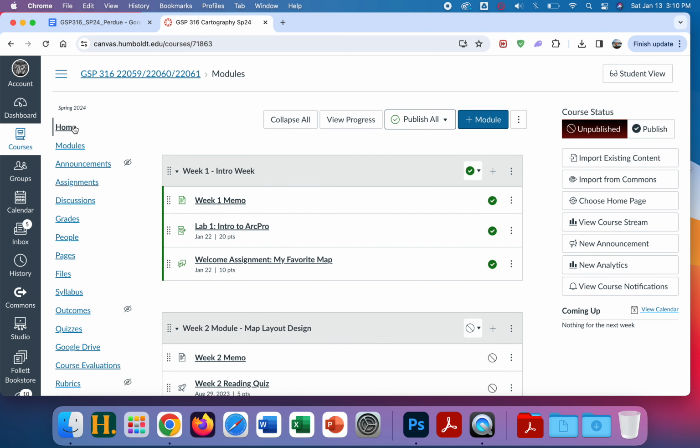So that should be pretty straightforward. Canvas site. Let me know if you have any questions about that. Your favorite map discussion forum assignment, where you write a short little thing, you share a map that you like, tell us why you like it, and then respond to two of your classmates' maps about what you like about what they like about it, basically. That will be published here when the course starts. It'll be due on the 22nd, and then we'll just get rolling.